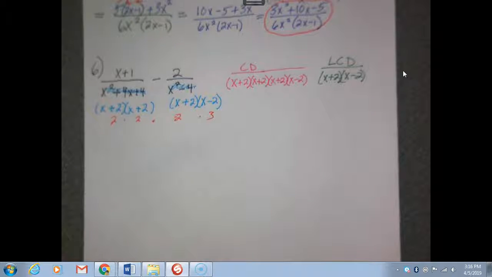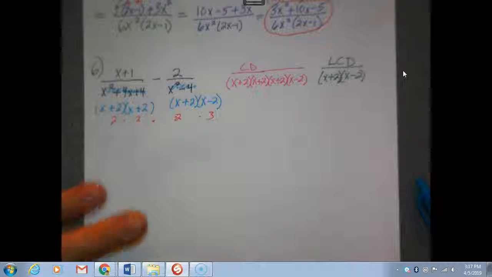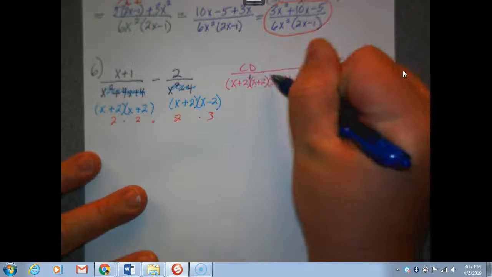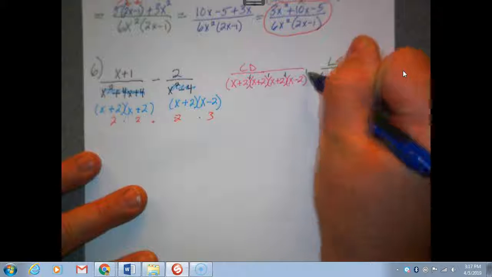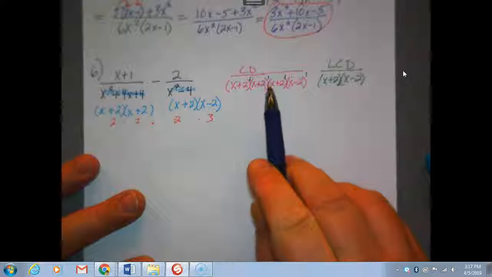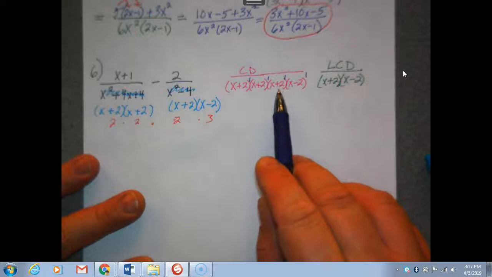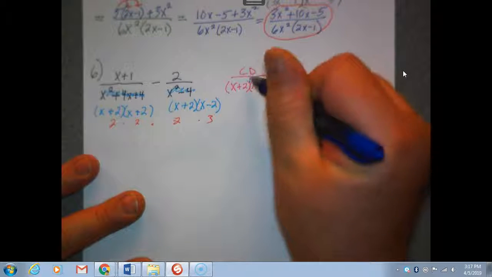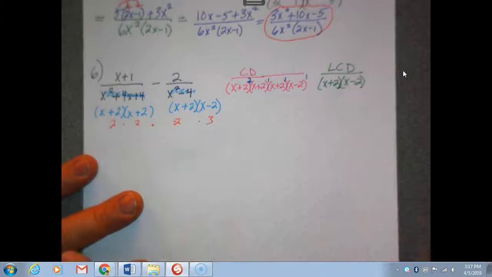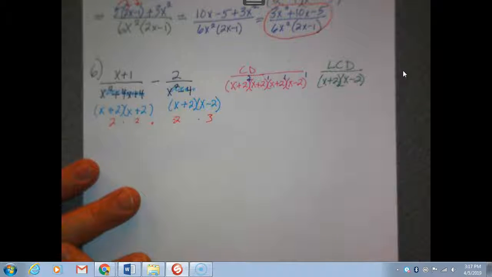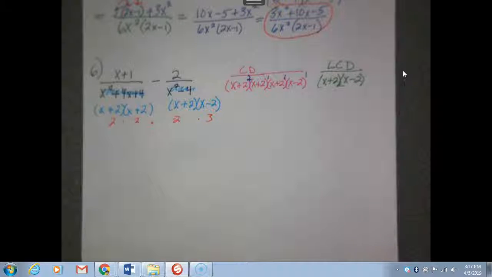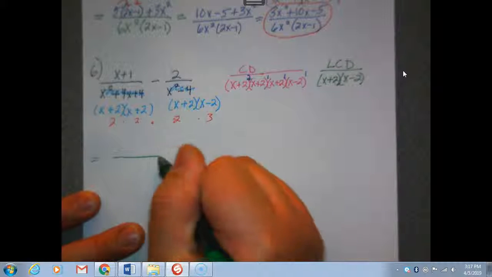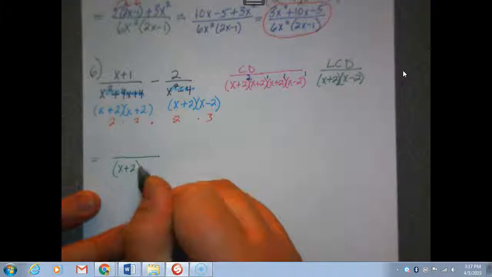Now, another way to think about this. Look at the exponents. This is x plus 2 to the first, x plus 2 to the first, x plus 2 to the first, and x minus 2 to the first. The only different ones here are x plus 2 and x minus 2. They're both to the first power. That's all I need is one of them. If this was x plus 2 squared, then I would need 2 of them. Okay? But we don't. All right, so here's my LCD. x plus 2, x minus 2.